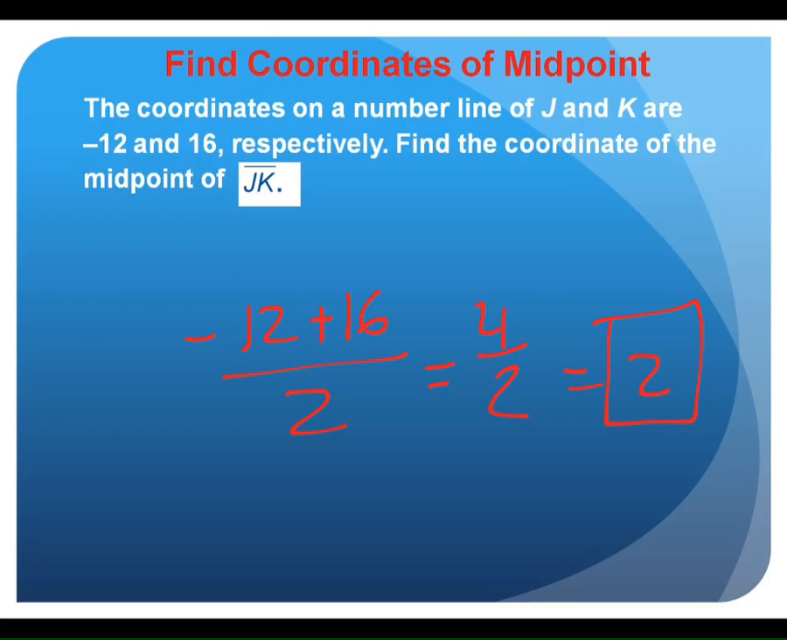Because if I went to the left 14, I would go to negative 12. If I went to the right 14, I would end at 16. Okay? So that's how we find the midpoint on a number line. You just take the average of those two numbers. Okay? Add them together, divide by 2.